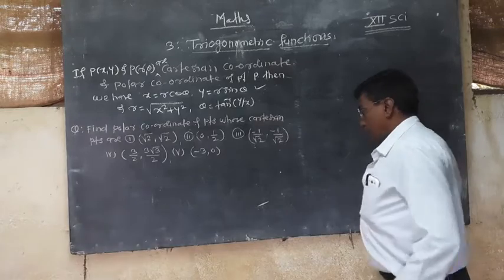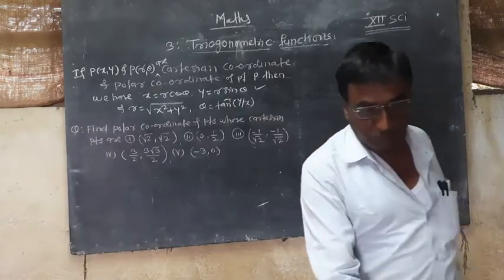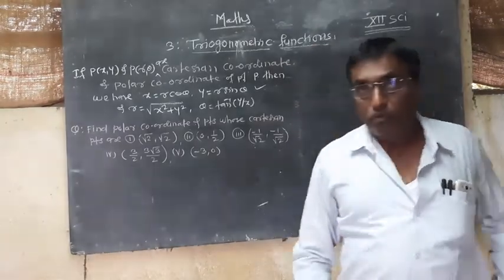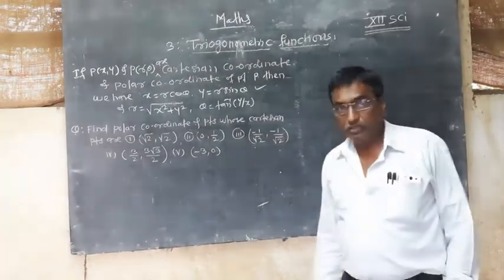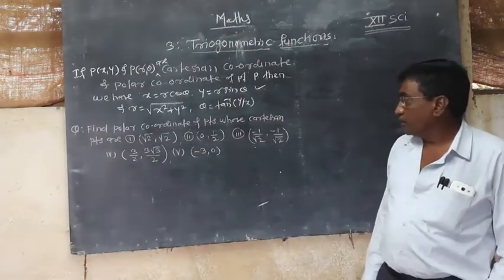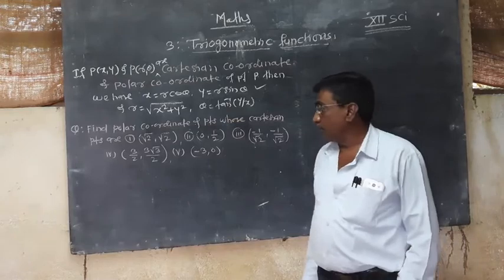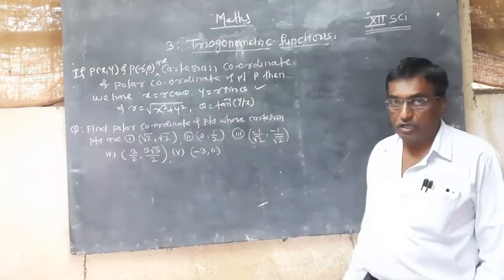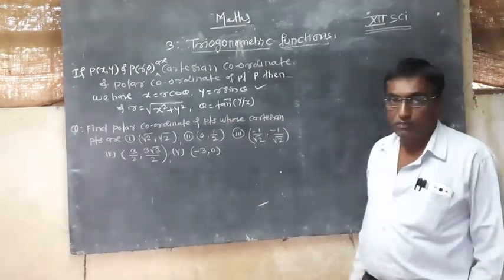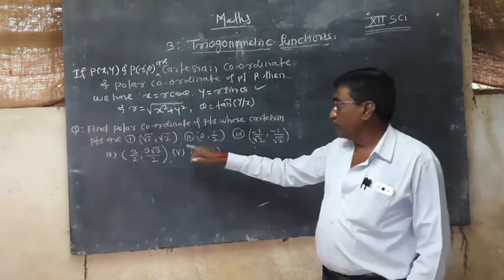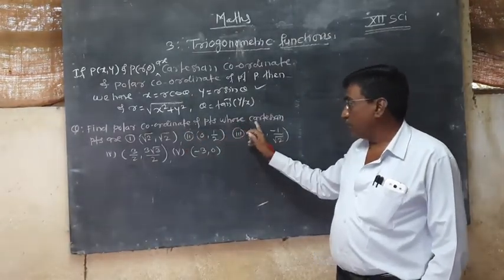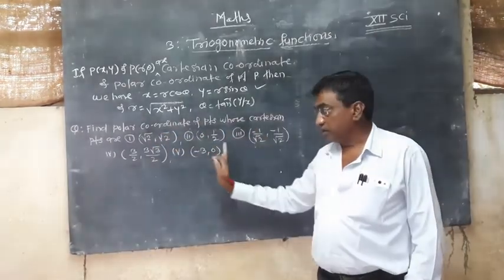Today we see another type of example which depends upon polar coordinates and Cartesian coordinates. In the last video we saw that we are given the polar coordinates and have to find the Cartesian coordinates. Now the next type of example is where we are given the Cartesian coordinates and we have to find the polar coordinates.